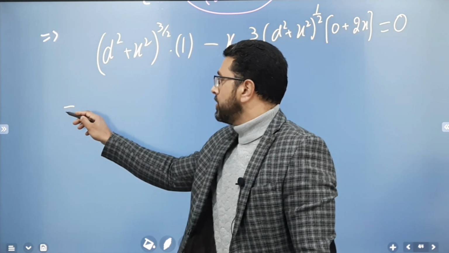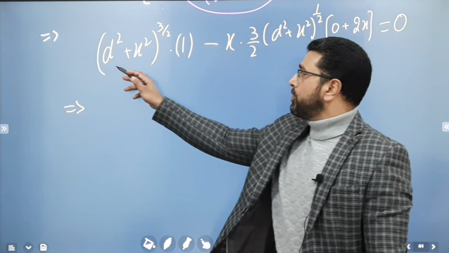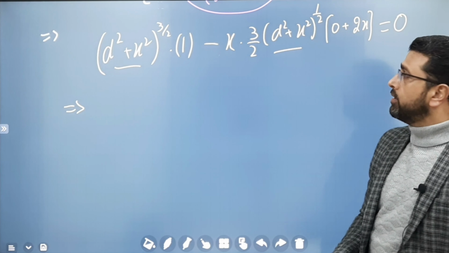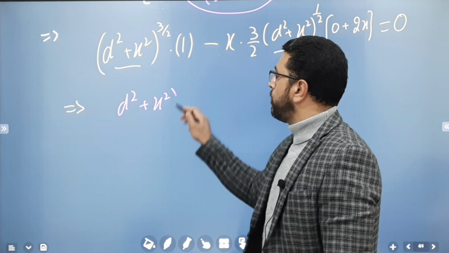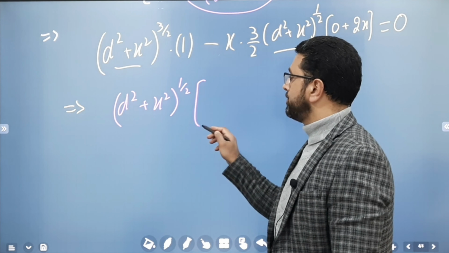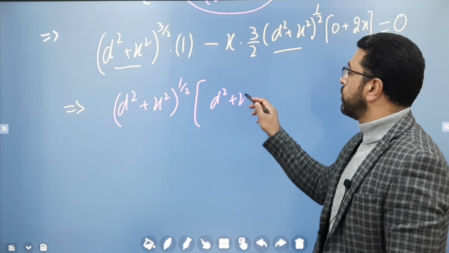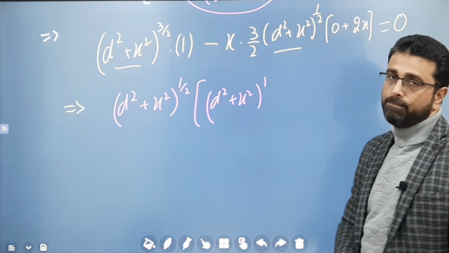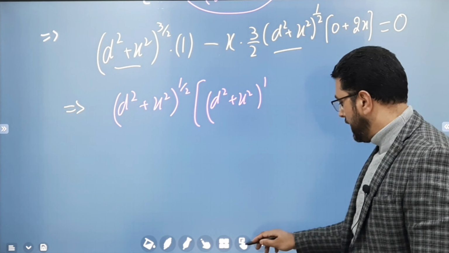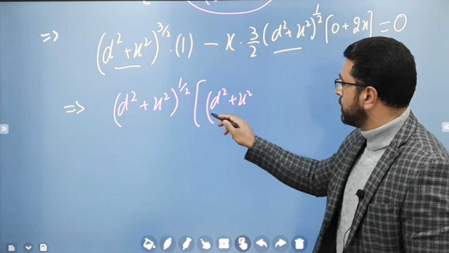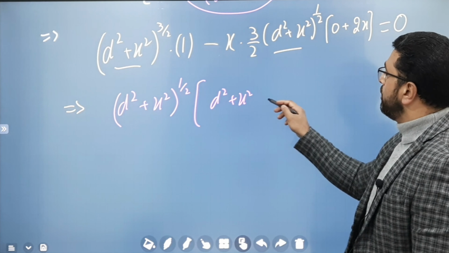So this implies d square plus x square, d square plus x square in both terms. I'll take (d square plus x square) power 1 by 2 common. We'll be left with (d square plus x square) power 1. Now 1 by 2 plus 1 is back 3 by 2. Okay. We don't need to write it this way. I'll just erase this part here. So we're left with d square plus x square here. Then here minus.